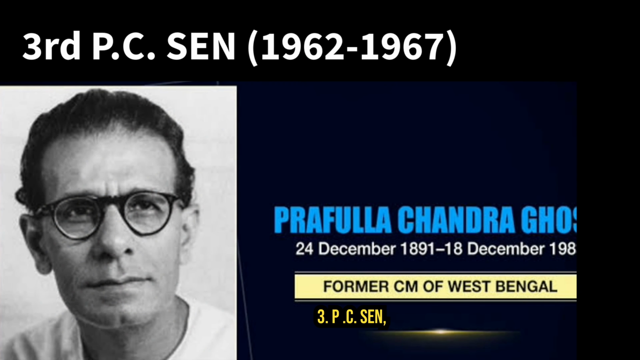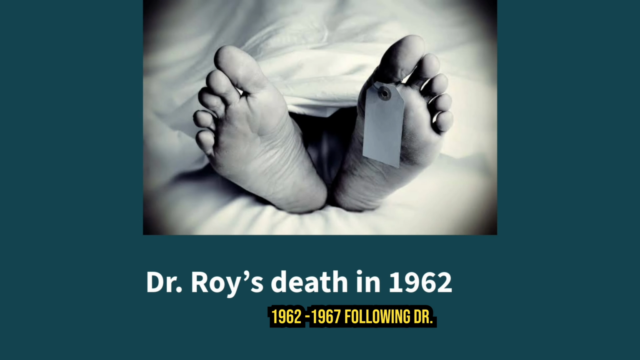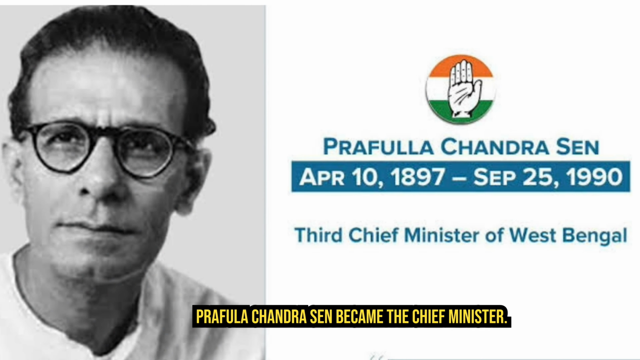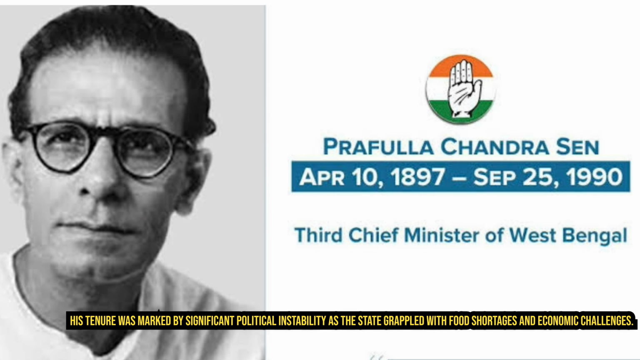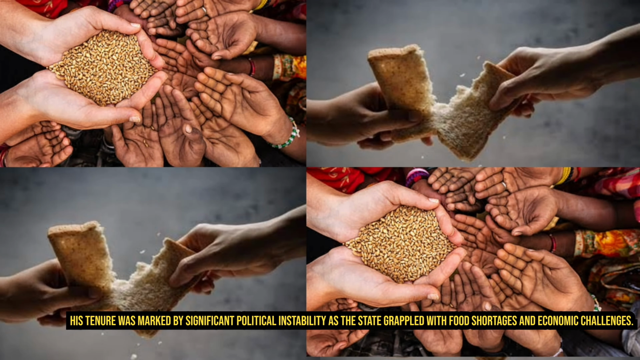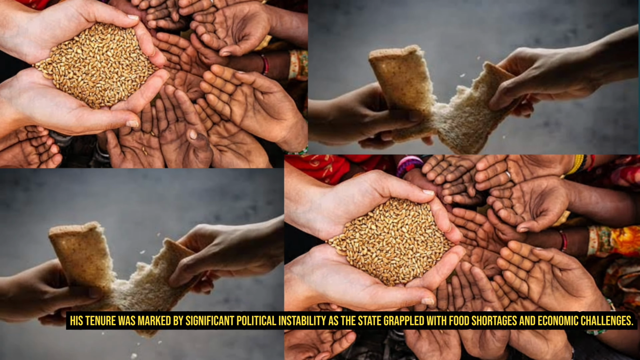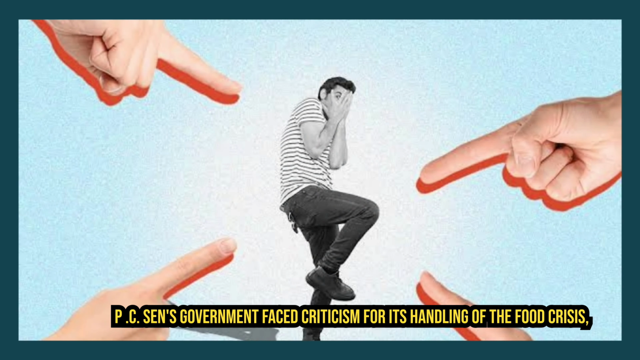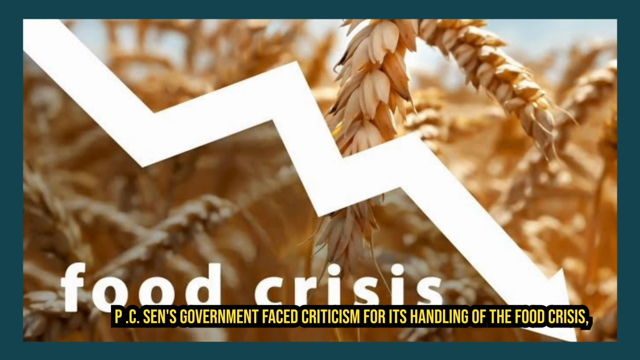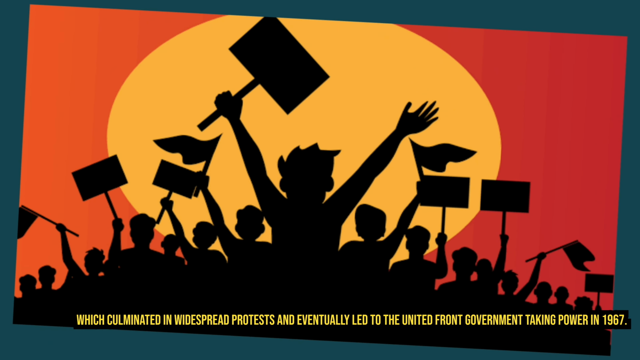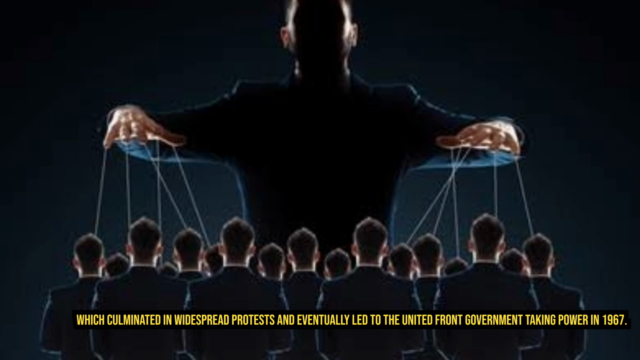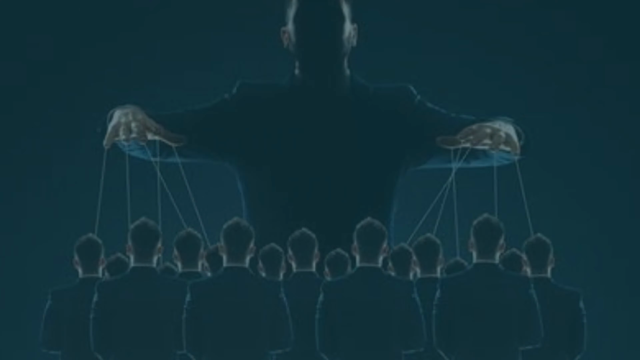Number 3. P.C. Sen, 1962 to 1967. Following Dr. Roy's death in 1962, Prafulla Chandra Sen became the chief minister. His tenure was marked by significant political instability as the state grappled with food shortages and economic challenges. P.C. Sen's government faced criticism for its handling of the food crisis, which culminated in widespread protests and eventually led to the United Front government taking power in 1967.